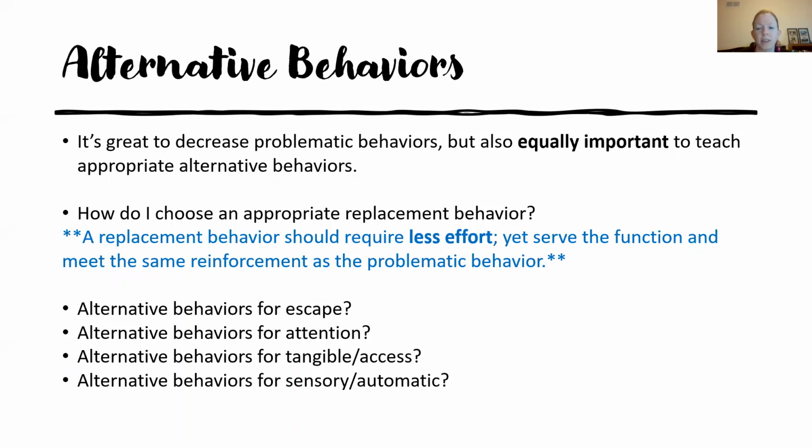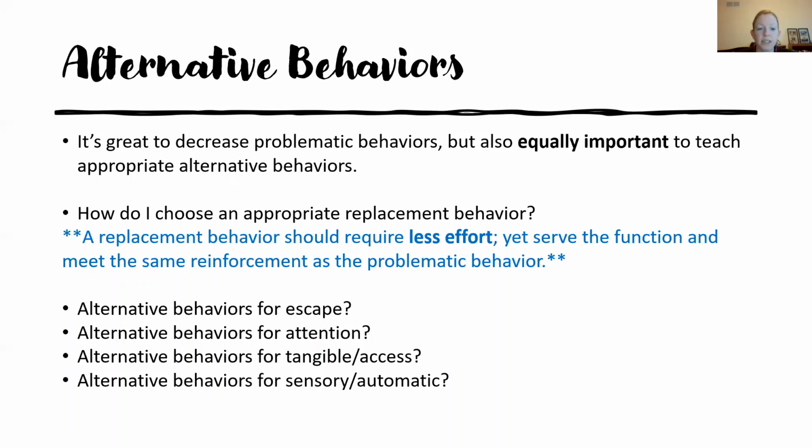Some alternative behaviors for escape would be asking for a break, asking for help, asking if they could do something else, or, say you're having a tough time transitioning from something preferred to non-preferred, asking if they can have an extra minute. Alternative behaviors for attention could be tapping the shoulder, saying, "Excuse me," raising your hand. A potential replacement behavior for the tangible or access would be to verbally request the item.